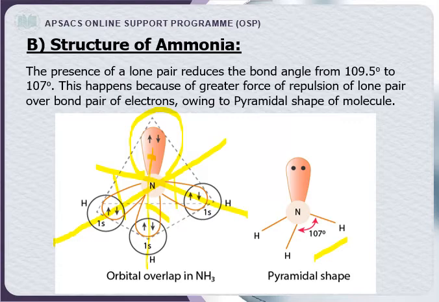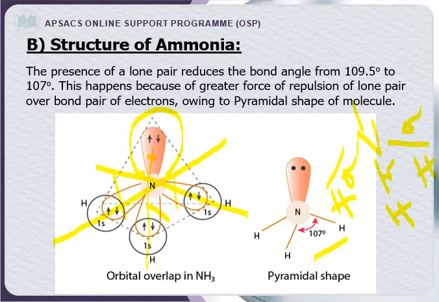Okay, there will be 3 sigma bonds present in the ammonia molecule. Nitrogen is linked with 3 hydrogens. Each one is a sigma bond. Here we say these are the 3 sigma bonds present in it, and there will be a pair of electrons in the 4th orbital. So the geometry is pyramidal and the angle will be 107.5.